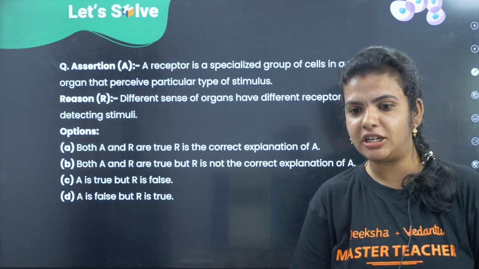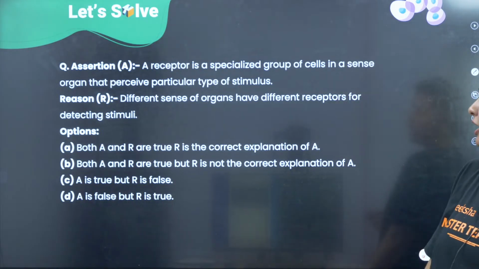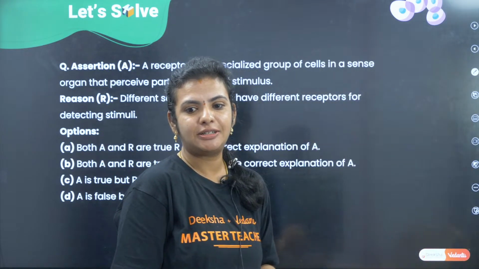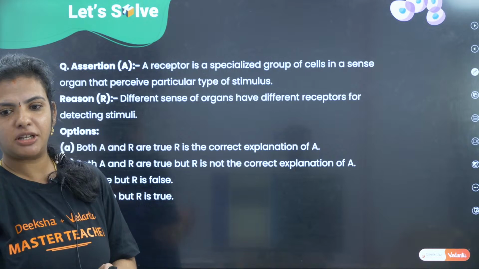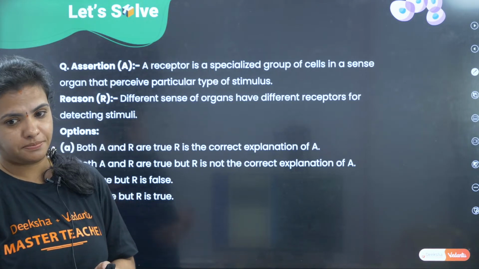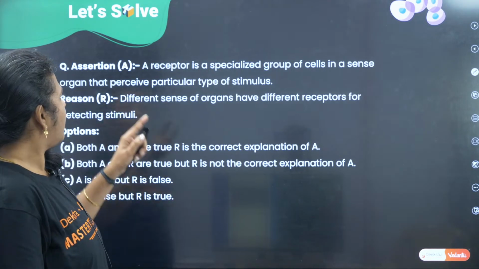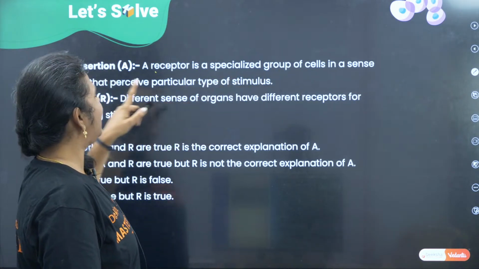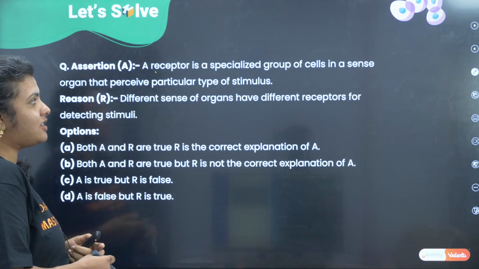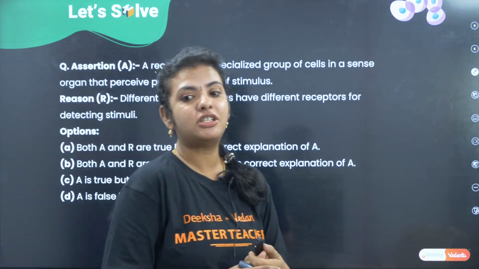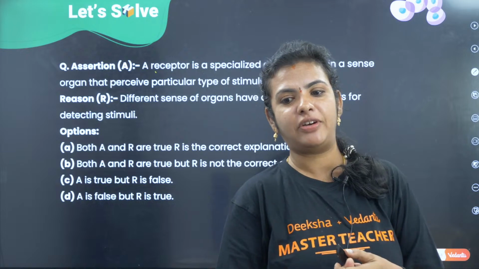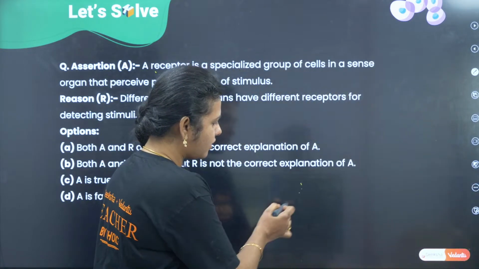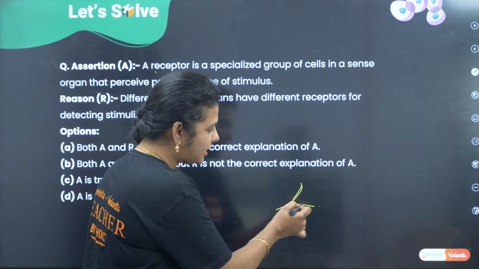A is false, reason is true. Manjunath says assertion is false, reason is true. Anybody else? Chaya Devi, Smita, Danush, are you there? A receptor is a specialized group of cells in a sense organ that perceives particular type of stimulus. Smita says A. Very good. Okay. So what is a receptor? A receptor is any particular group of cells.